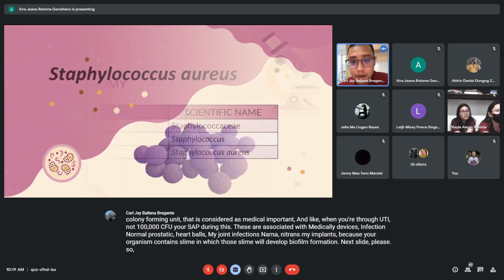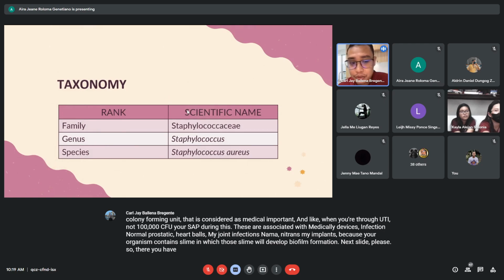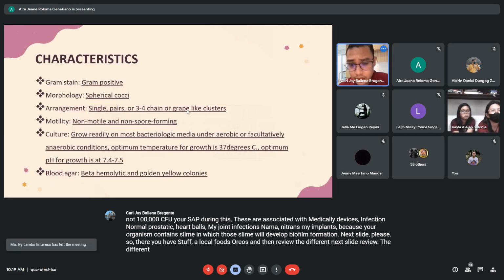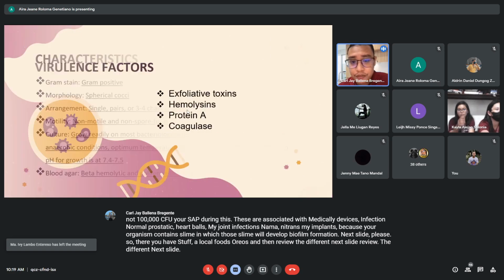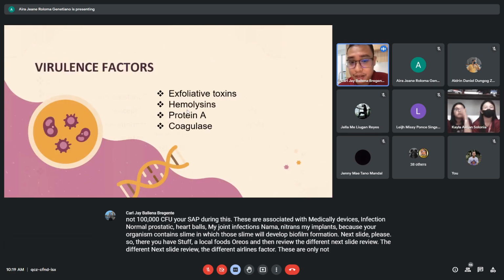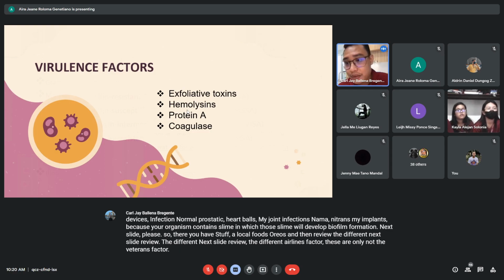So there you have Staphylococcus aureus, and then review the different virulence factors. These are not the only virulence factors. There are a lot of virulence factors associated with staph.